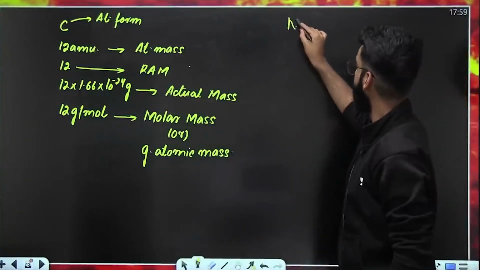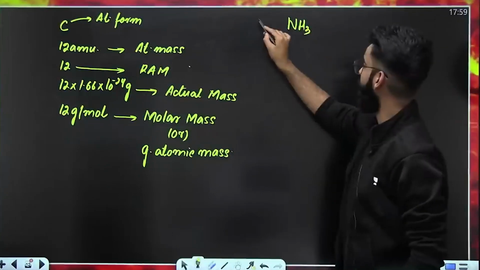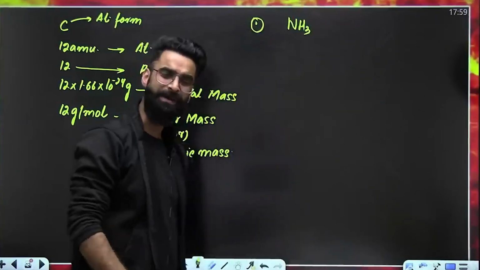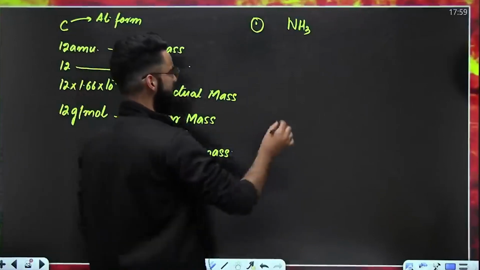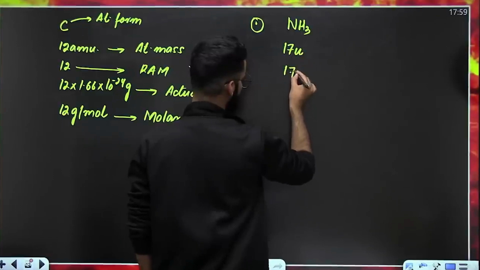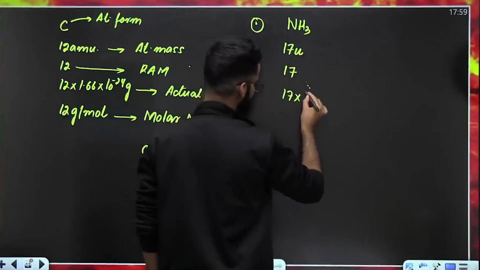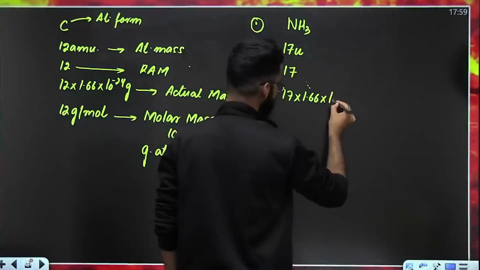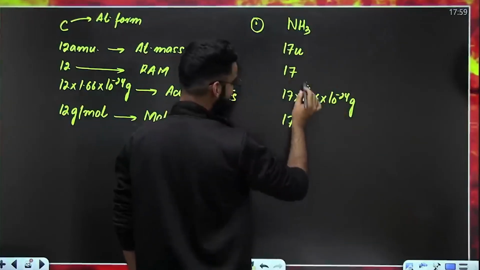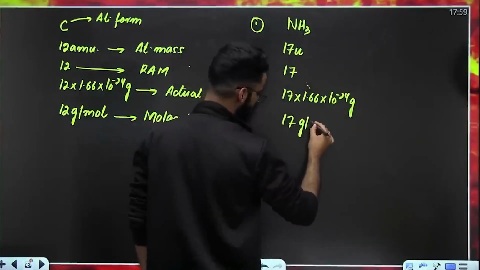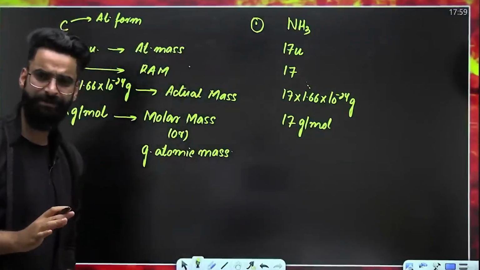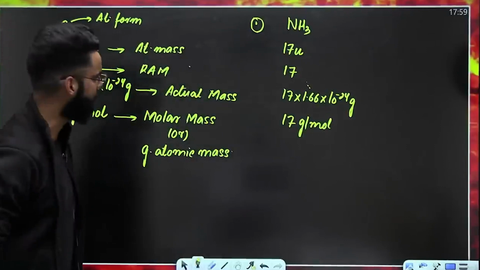For example, I'm writing NH3 now. Let's say I'm writing NH3. I'm writing few terminologies related to NH3. Let's see what it means exactly. First terminology I'm writing as 17 U. Then I'm writing only 17. Then I'm writing 17 multiplied by 1.66 into 10 raised power minus 24 grams. Then I'm writing 17 instead of U, I'm writing grams per mole. Grams or grams per mole. Okay? So whether the meaning of all these things is same or different.